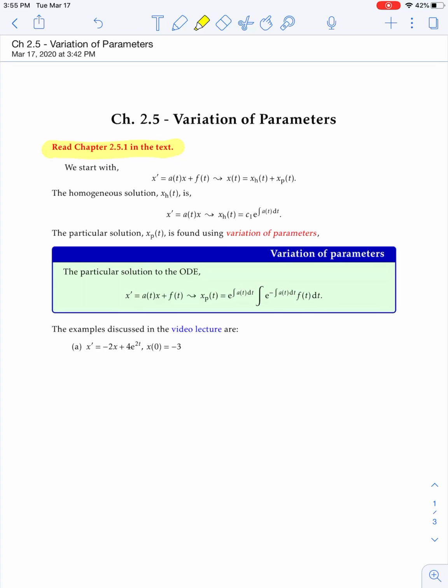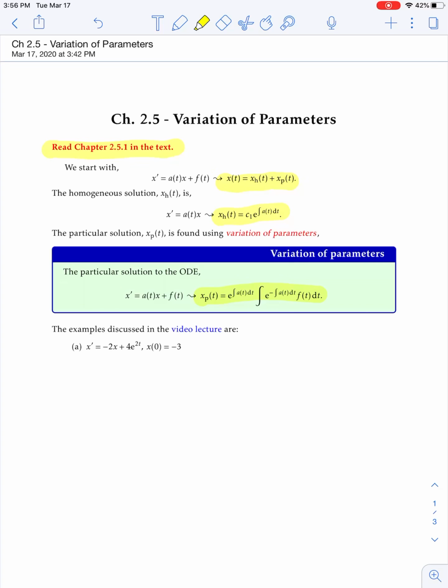Now, we already know that the solution to the ODE is the sum of the homogeneous and particular. And we also know how to get the homogeneous solution. We just take the exponential of the antiderivative of the little a of t. For the particular solution, we have what is known as the variation of parameters formula, which is given down here.